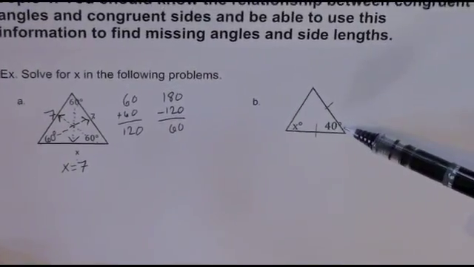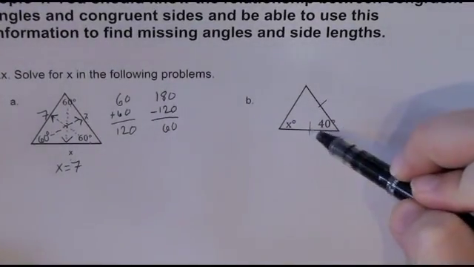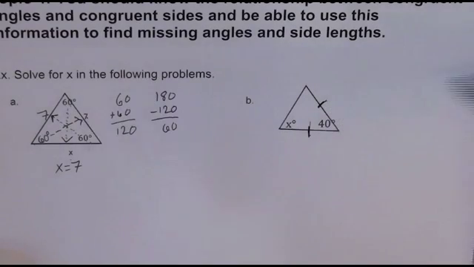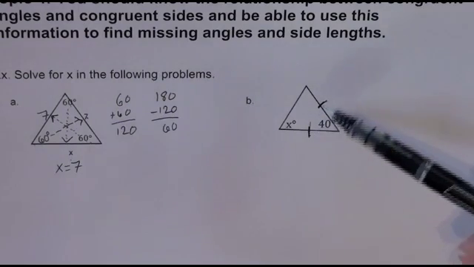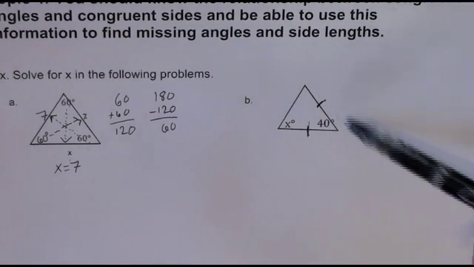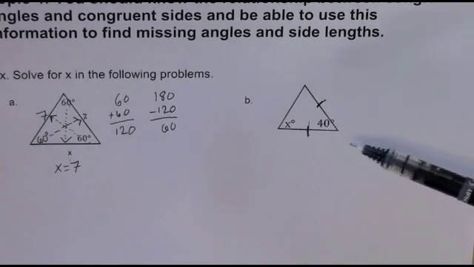Now for triangle B, this triangle has 2 congruent sides. Those 2 sides there are marked congruent. Now we don't know their actual lengths, but perhaps that's not very important for this problem. We'll see in just a minute. But we know that they are congruent. Whatever one length is, the other length will be the same.